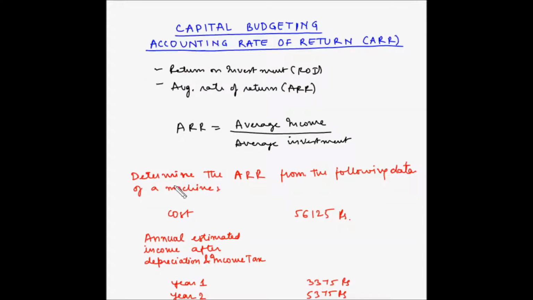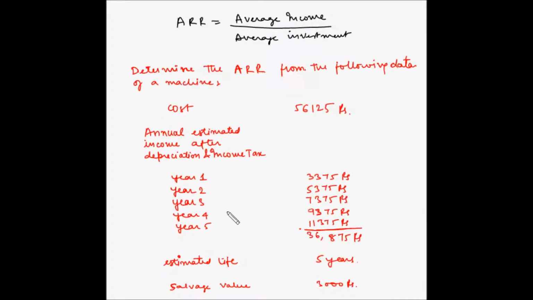So the example is as shown here in red. Determine the ARR from the following data of a machine. So basically we have a machine which is going to cost us 56,125 rupees. Now the annual estimated income after depreciation and income tax has been given to us for the next 5 years. So this is the additional income that is going to be generated because of this machine.